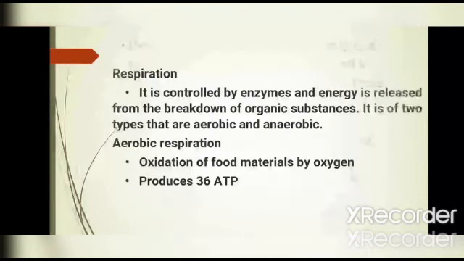Let's come to the next life process, that is respiration. It is controlled by enzymes and energy is released from the breakdown of organic substances. It is of two types, that are aerobic and anaerobic. Aerobic respiration generally takes place in the presence of oxygen. That means oxidation of food material by oxygen. It produces 36 ATP.